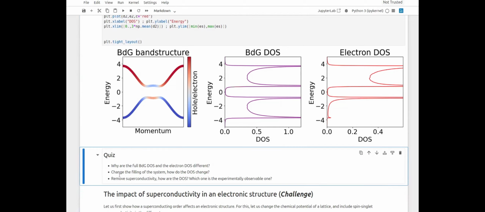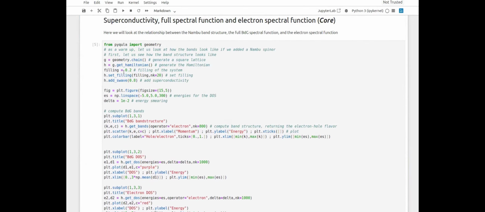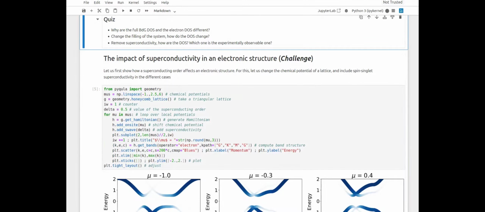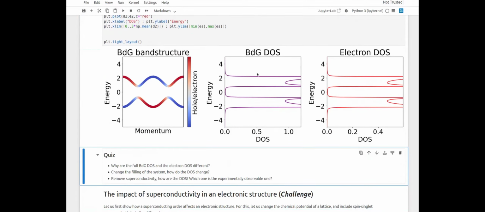Now, the next question is, change the filling of the system. How does the density of states change? To change the filling, we can just go to this line here where we have the filling, right? So we can take, for example, half filling. And if we take half filling, of course, the total density of states has changed now. But the important thing is that a gap remains. A gap remains both in the total density of states and in the electronic density of states.